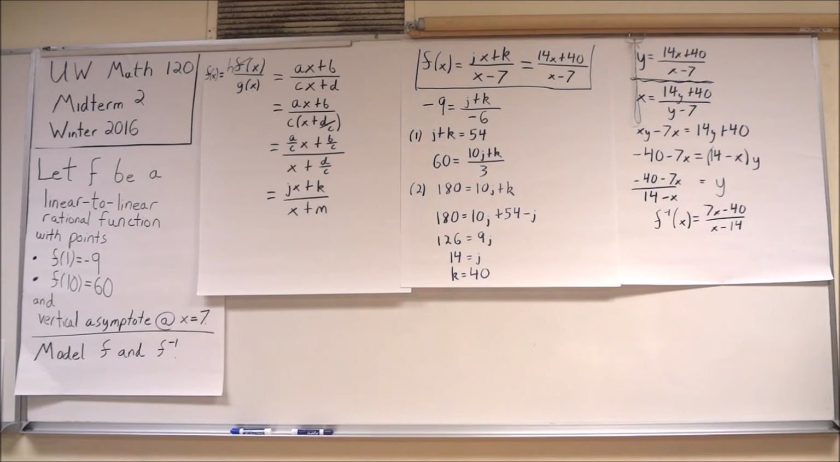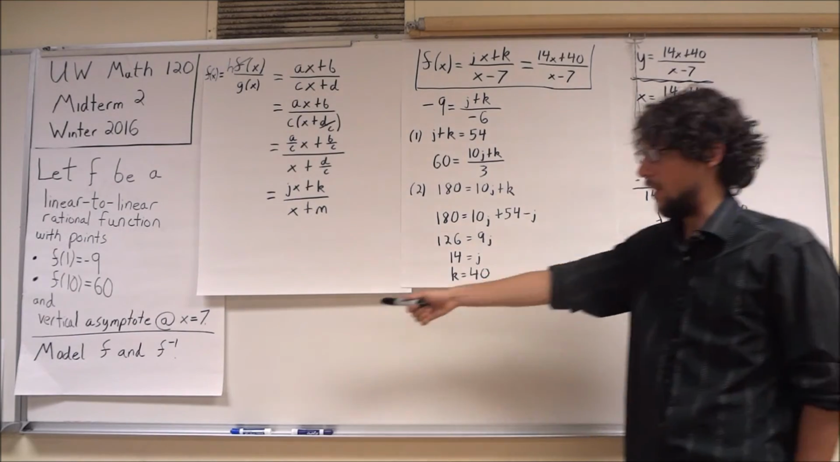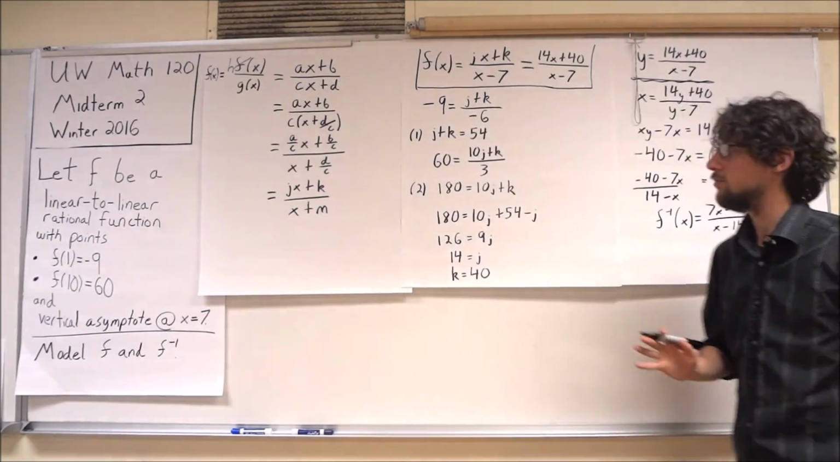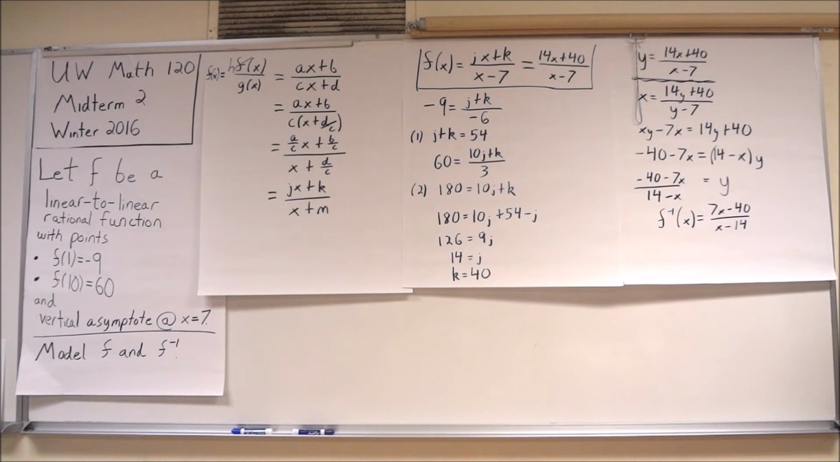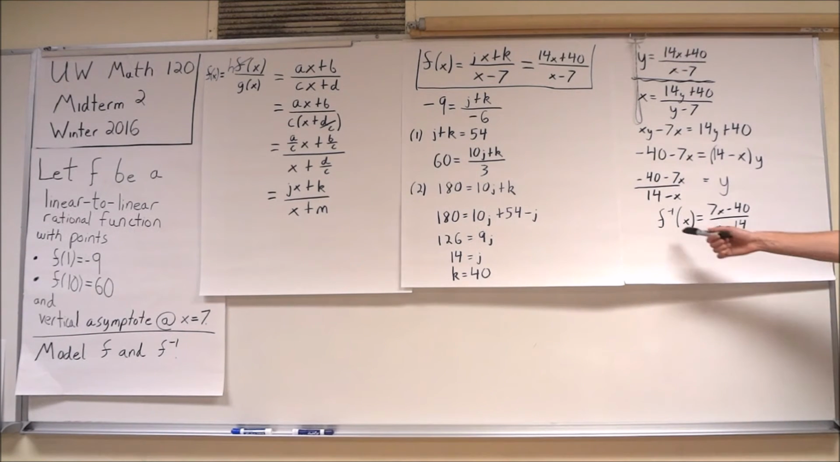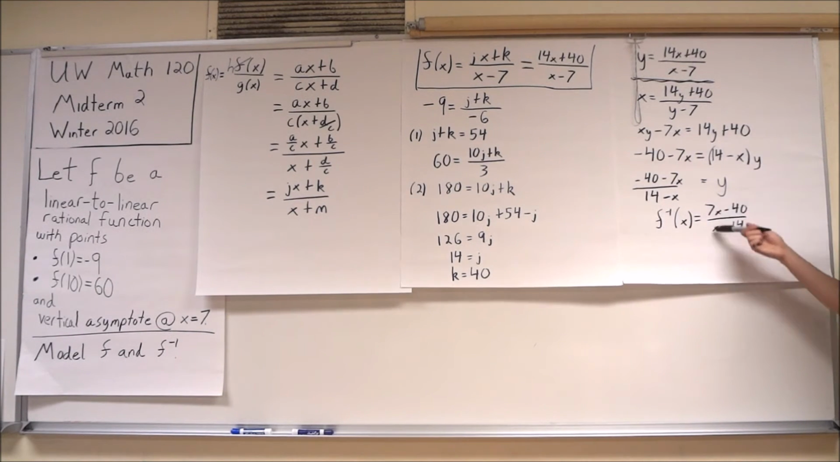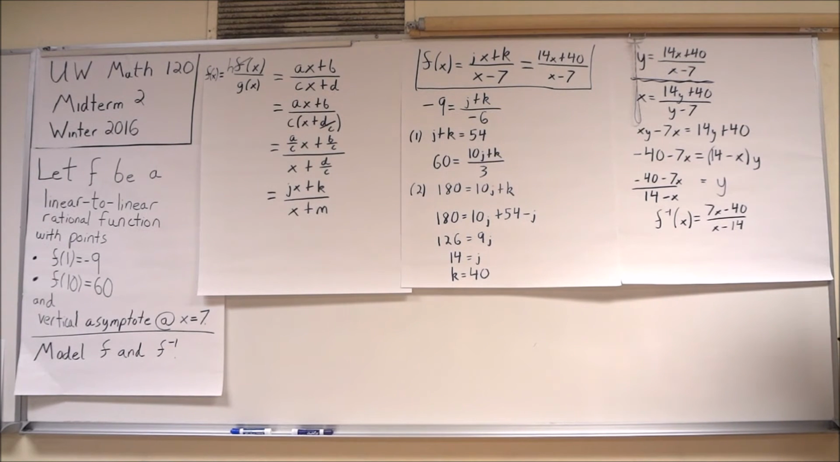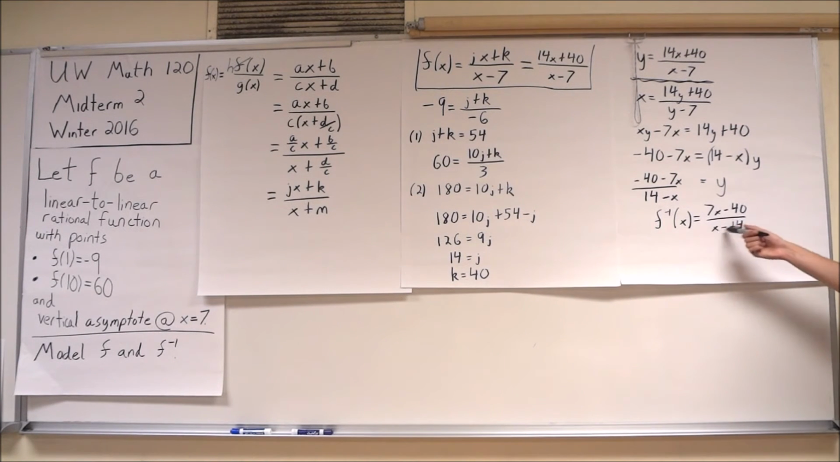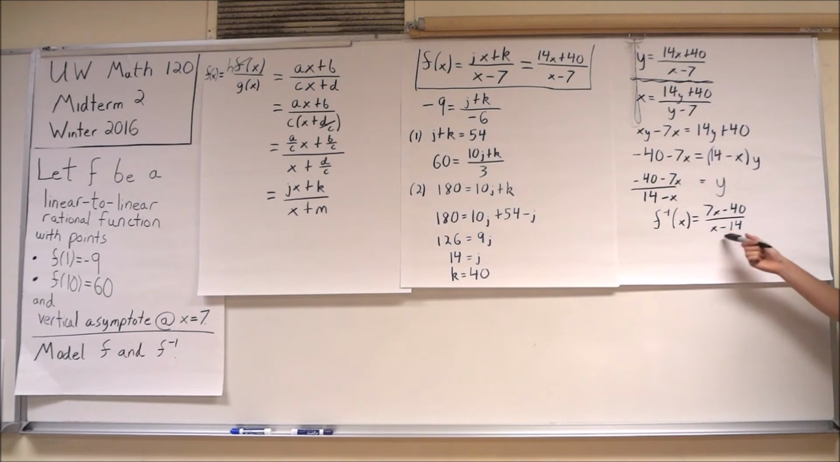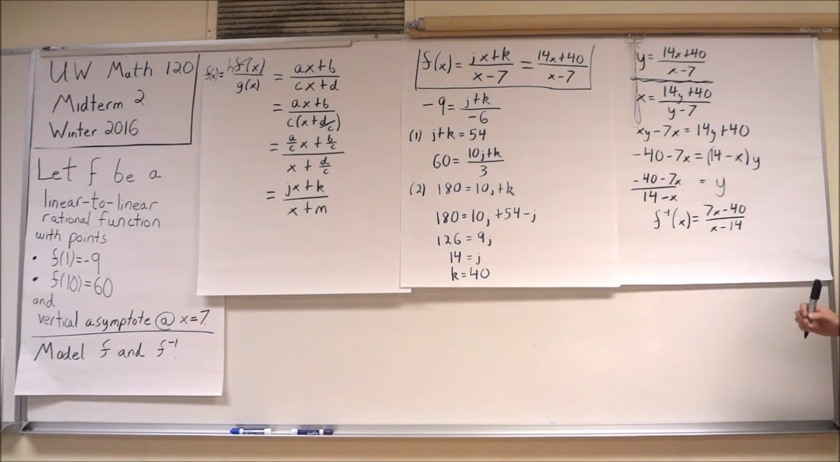But I do actually feel like I need to do something about the fact that when I plug in x equals 14, this doesn't compute nicely. Oh, no, this is okay, just fine. In fact, what I said about this vertical asymptote a minute ago was bogus. So I have here that f inverse of x is 7x minus 40 over x minus 14. The concern here is about this fact that I was potentially dividing by 0 here.